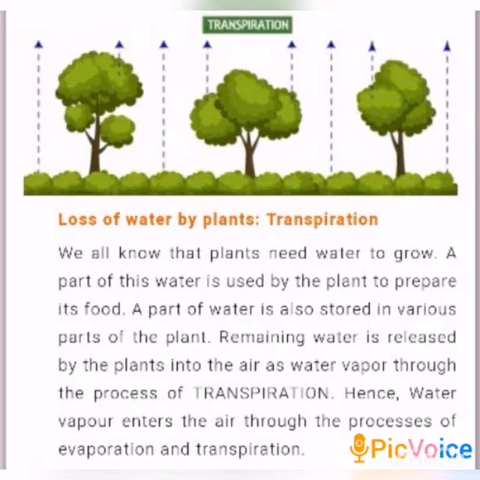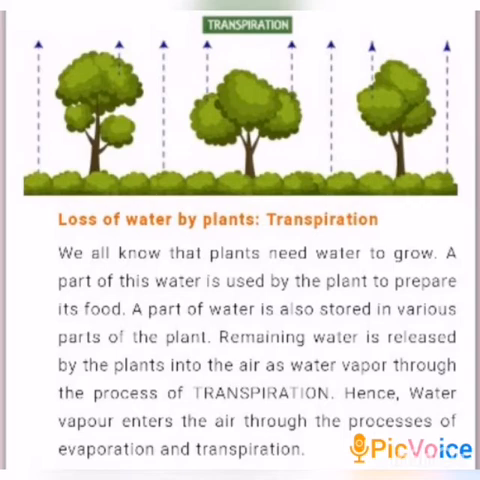We all know that plants need water to grow. Isn't it, children? Water is a very important thing for a plant to grow. A part of this water is used by the plant to prepare its food. What is the process of preparing food by the plant, children? This process is called photosynthesis. So, a part of the water is used by plants for photosynthesis.